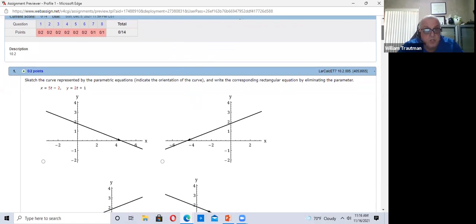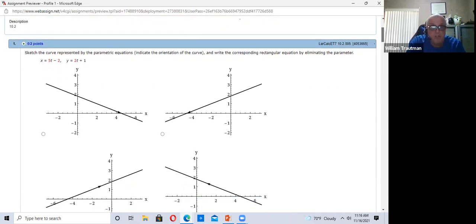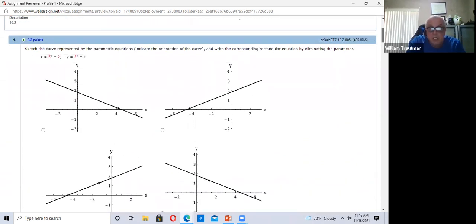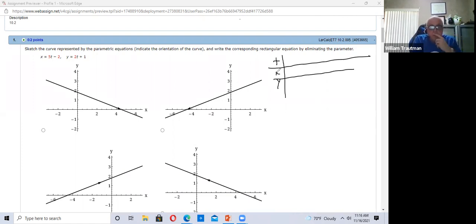Okay. All right, so let's take a quick look. You just have to pick out the correct graph. That's all you have to do here. And then I said, write the corresponding rectangular equation. So let's just go through the graphing part again. Once again, t, x, y. And now the good thing, well, I don't know if this is a good thing, but they don't tell us what the t parameters are.